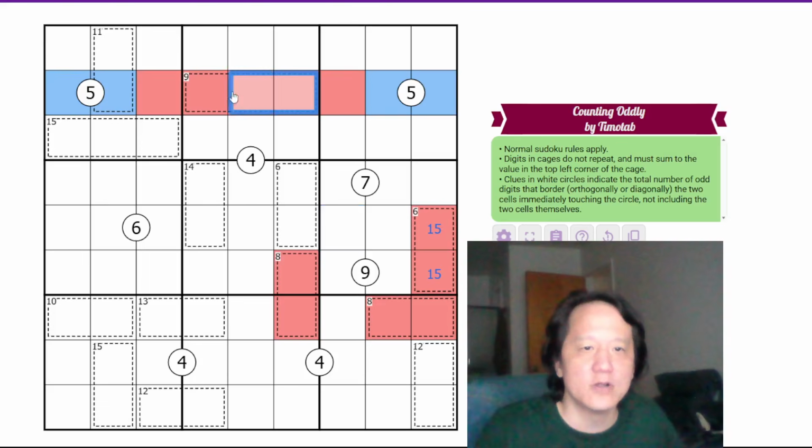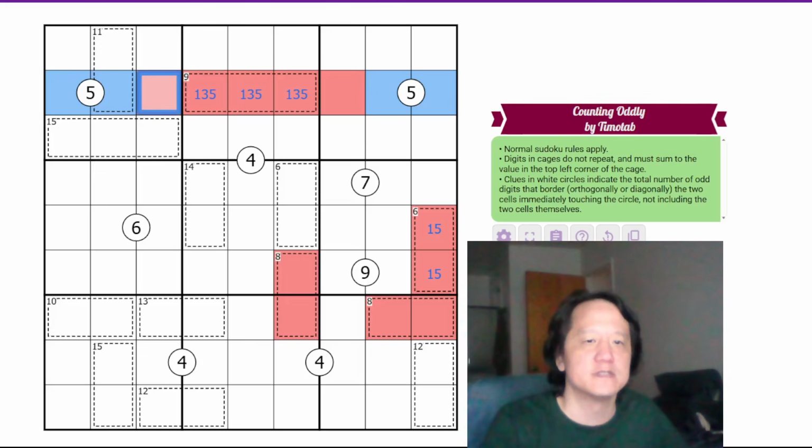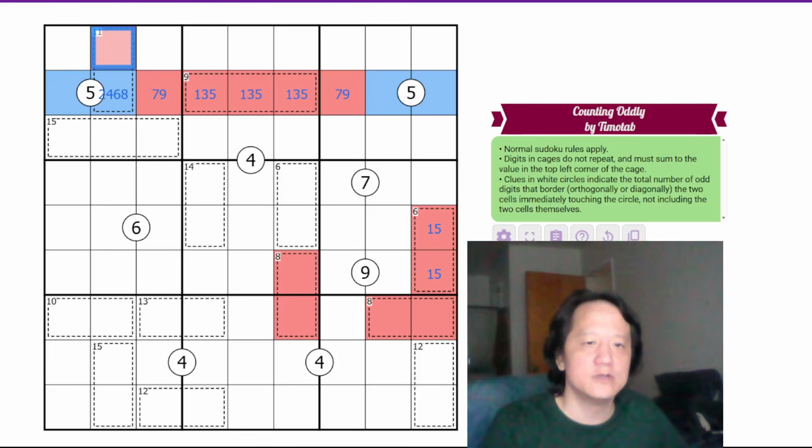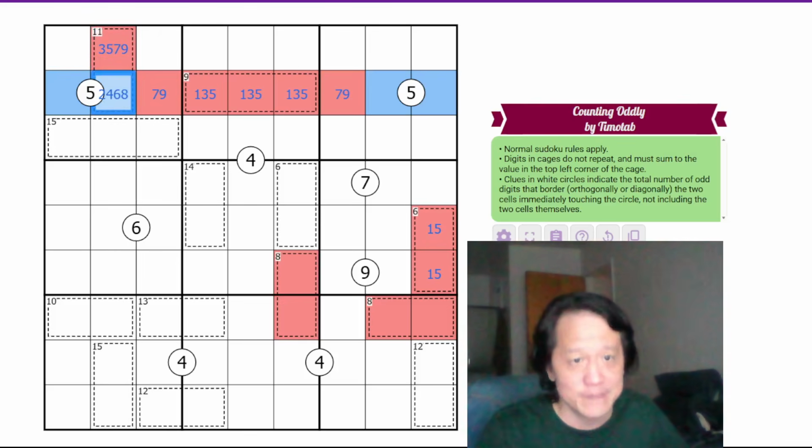And since this is all odd, adding up to 9, it must be 1, 3, and 5, which means this is a 7, 9 pair. This has to be 2, 4, 6, or 8, and that adds up with 11. It's an even and odd pair. So this must be 2 with 9, 4 with 7, 6 with 5, and 8 with 3 are possibilities.